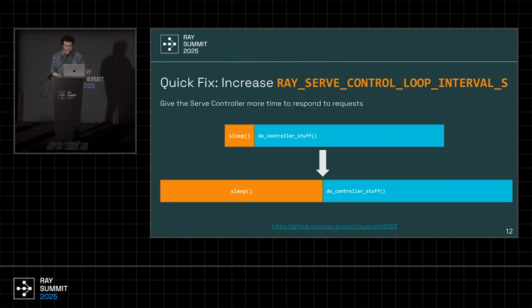And that's a great Band-Aid because we know how long the controller stuff lasts. So we can just increase that sleep interval until the system stabilizes again. So that worked, and it let us get our first like 100 models out.